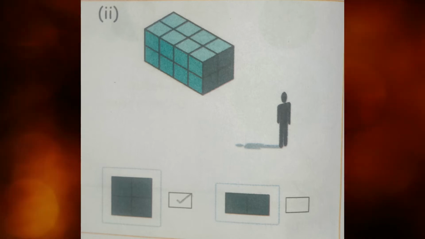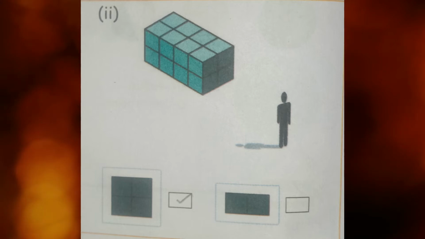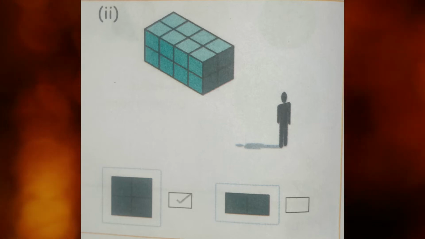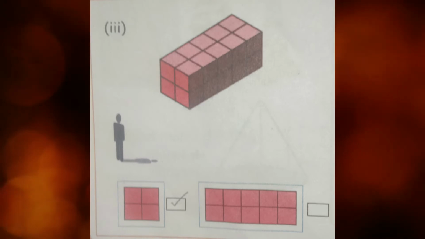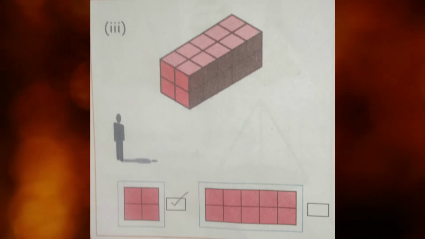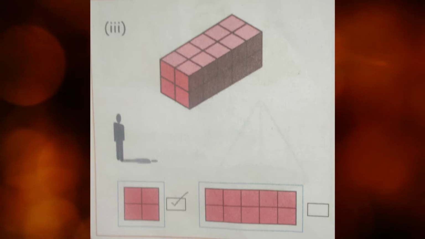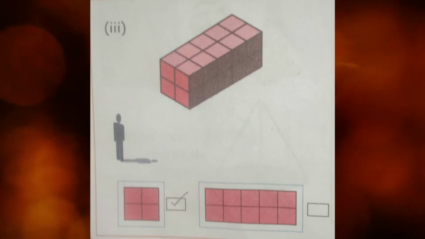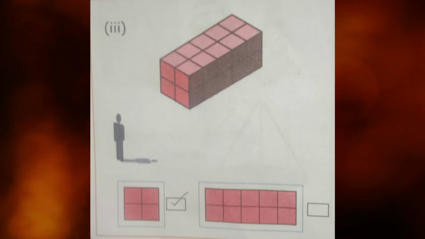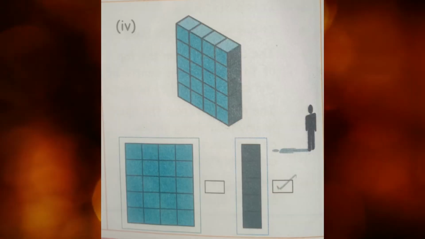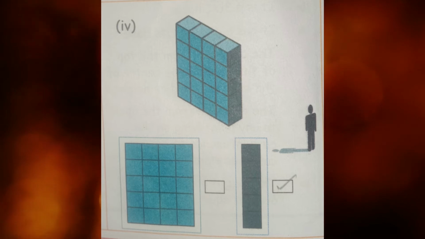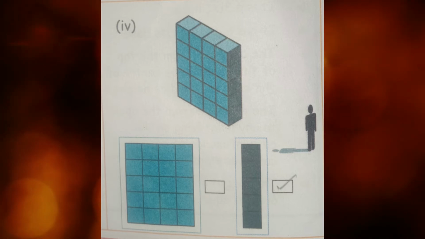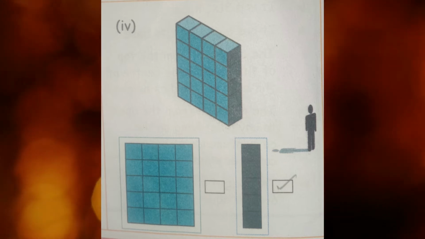The second one, what will it become? Yes, it is the first one. We have to tick in the first box, right? Now let us move on to the third one. What can the man see? He can see the 4 squares, right? So we have to tick in the first box. And for the fourth one, from the man's view, he can see the second box, right? So we have to tick the second one.